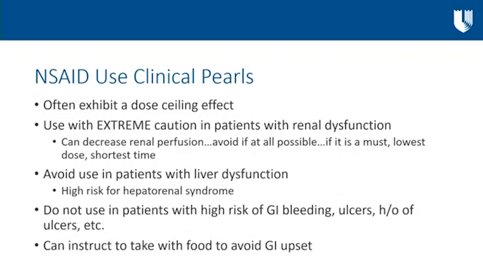Maybe they have alcohol use disorder and they have really high risk for peptic ulcer disease from that. There's lots of other risk factors. Any risk of GI bleeding, and you add an NSAID on top of that, that could be very detrimental.